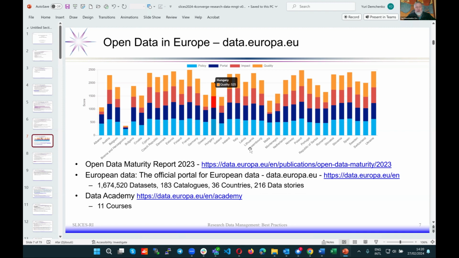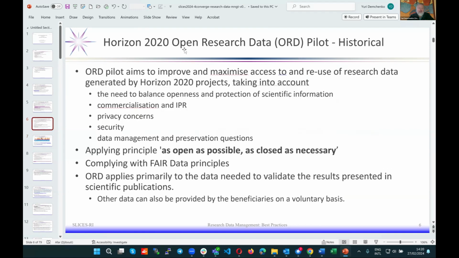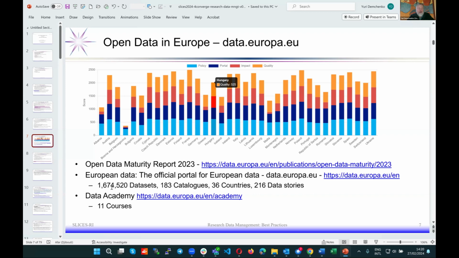So the site and service data.europa.eu is a new service by the European Commission. It started from ORD, Open Research Data, and currently it provides full-scale services that already offer more than 1.5 million data sets, different catalogs and data stories.